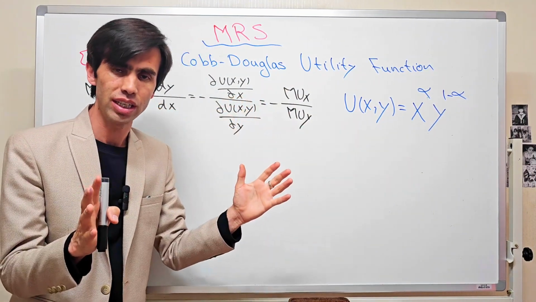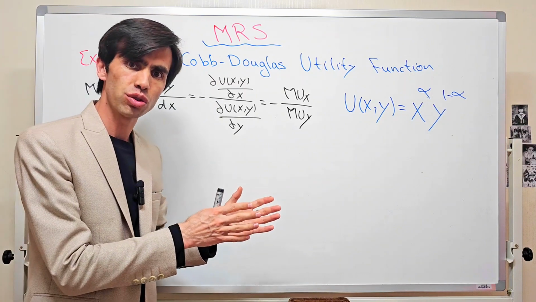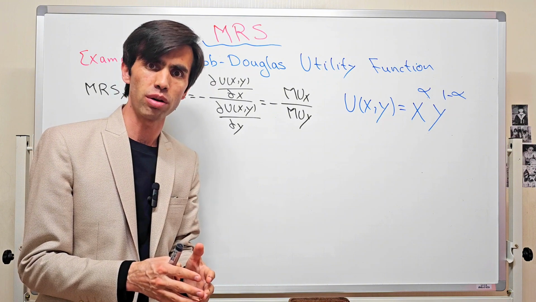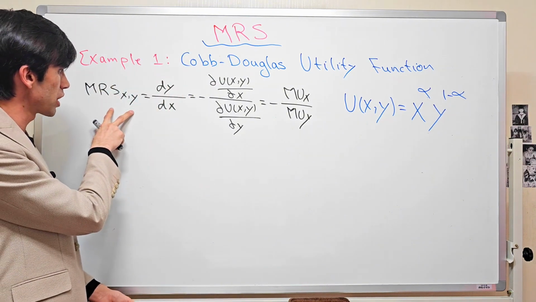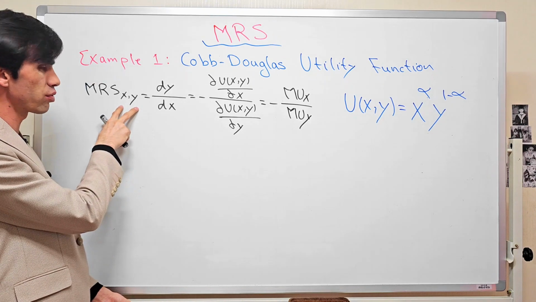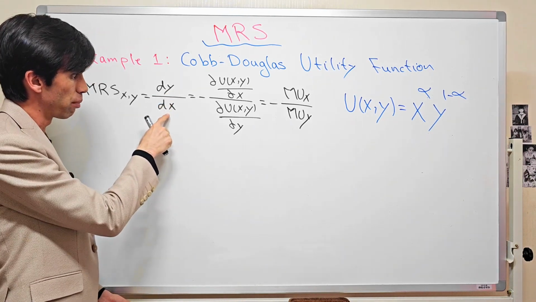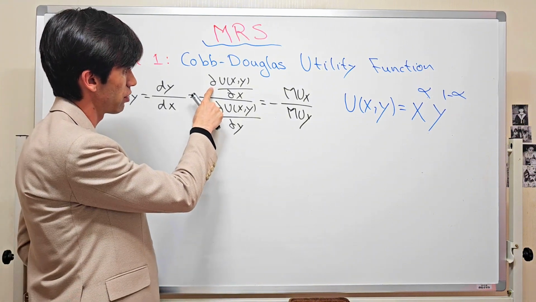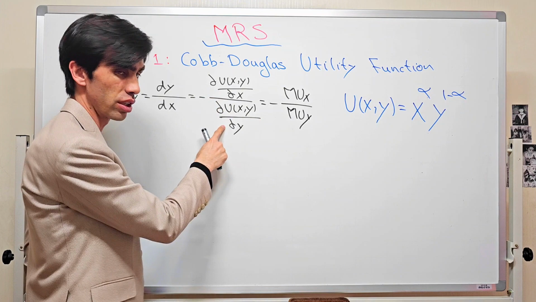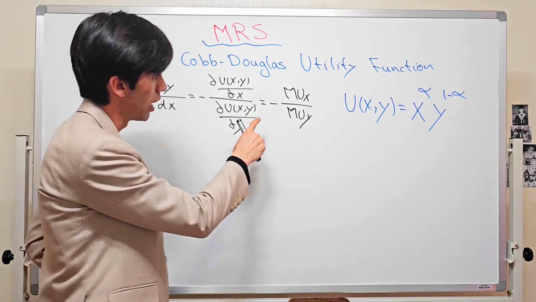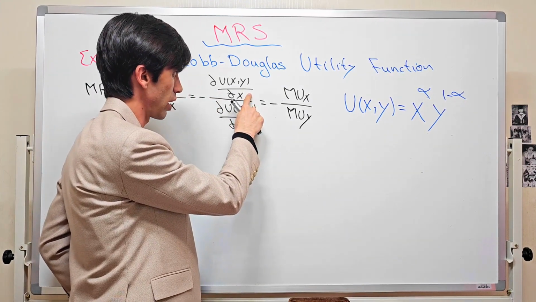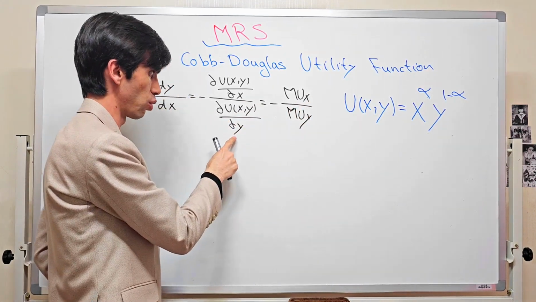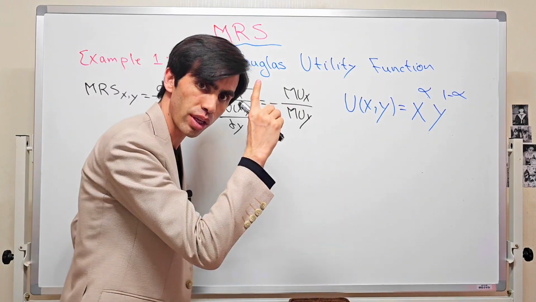You know the formula already. If you don't, I suggest you watch the video that I have produced related to the derivation of the marginal rate of substitution formula. The marginal rate of substitution of x for y is equal to the change in y divided by the change in x, which is equal to minus the partial derivative of utility with respect to x divided by the partial derivative of utility with respect to y. The partial derivative of utility with respect to x is the marginal utility of x, and the partial derivative with respect to y is the marginal utility of y.